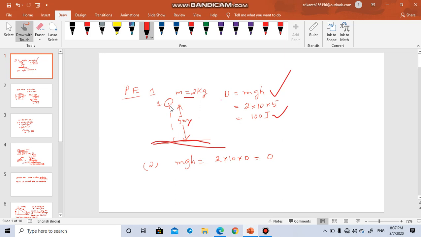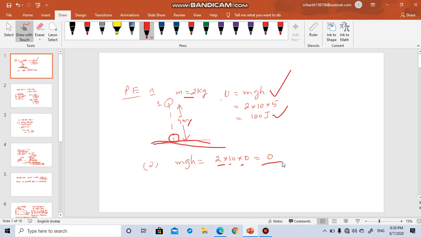Suppose I ask you what is the potential energy of this mass. Let us say it has been dropped from this point and now it is at the ground. In the second scenario, it is on the ground like this. Then what is the potential energy? Again it is mgh only: 2 into 10 into 0. Why 0? Height is equal to 0. On the ground there is no height. Above the ground only height will be there. So on the ground the potential energy of any object is 0 only.